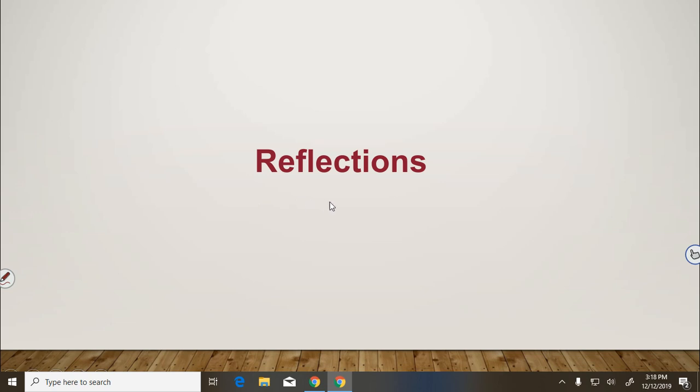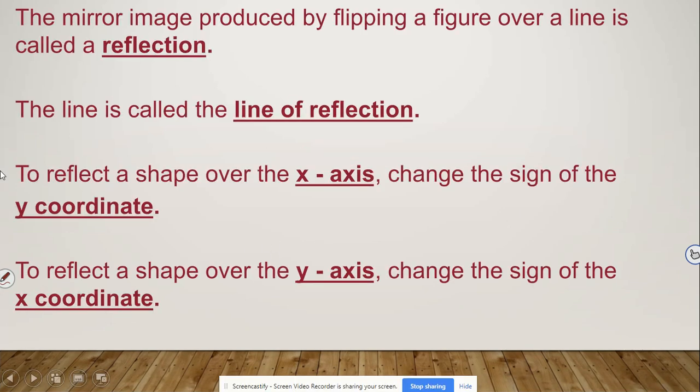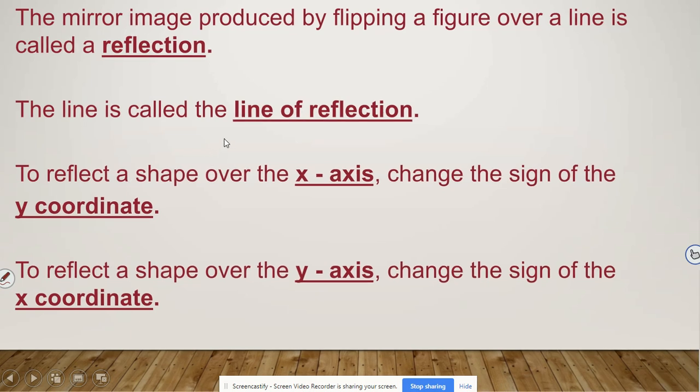Think of a mirror, and your x and y axes are the mirror, and you're showing the reflection of the shape over the line. The mirror image produced by flipping a figure over a line is called a reflection. The line is called the line of reflection. To reflect a shape over the x-axis, you're going to change the sign of the y coordinate. And to reflect a shape over the y-axis, you're going to change the sign of the x coordinate.